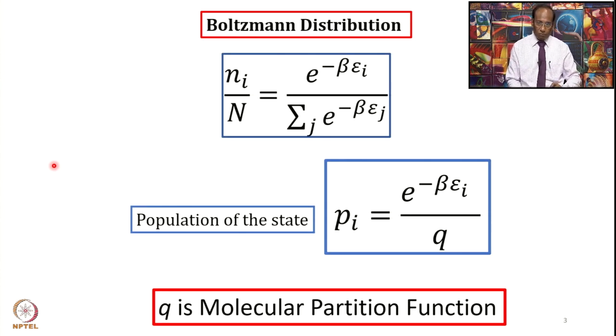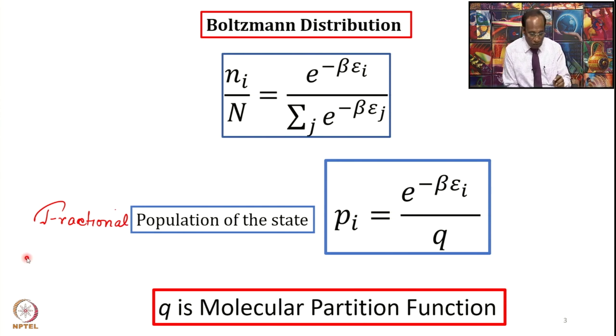So what have we discussed? We started with the Boltzmann distribution, where Ni upon N we refer to as the population of the state. To be more precise, read it as the fractional population of the state, because it is Ni upon N. What is this equal to? Exponential minus beta Ei, divided by the denominator, which we have just discussed is the molecular partition function. Therefore, the fractional population of any state can be calculated once we have information about the various energy levels, and we also need to know the temperature and the molecular partition function.